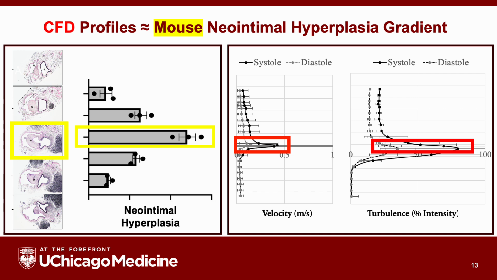How do the spatial changes of gradient of hemodynamic parameters in the CFD model connect to neointimal hyperplasia? We compared with histology images and observed an increase in the thickening of the vein in the perifistula in parallel to CFD velocity and turbulence profiles. What is the underlying mechanism for this parallel?